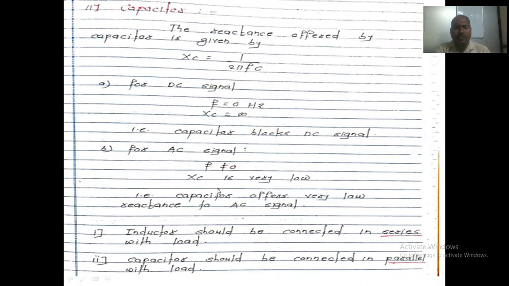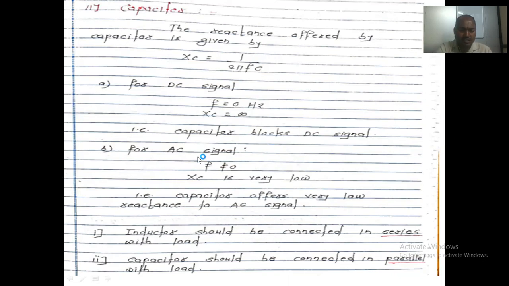So what it indicates is that the capacitor offers very low reactance to AC. That's why I'm telling you, for the inductor, DC passes over it, and for the capacitor, AC passes over it. These are the two things which we have seen in this equation. Did you understand this thing?